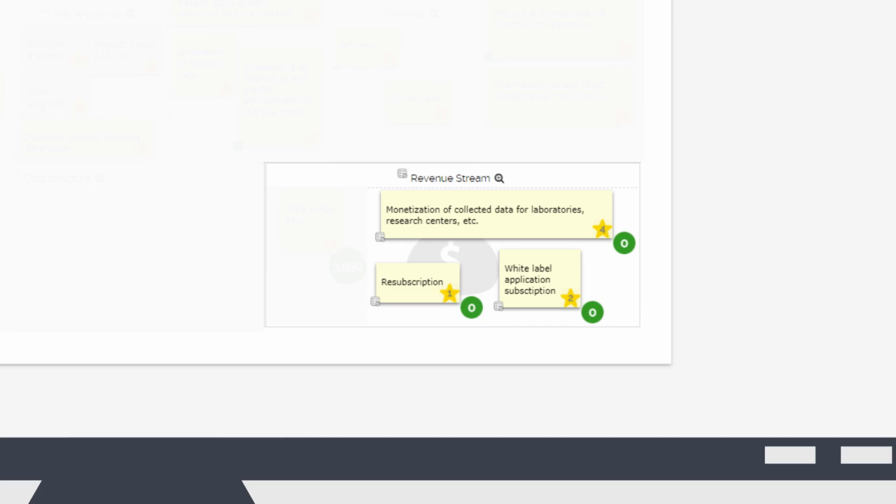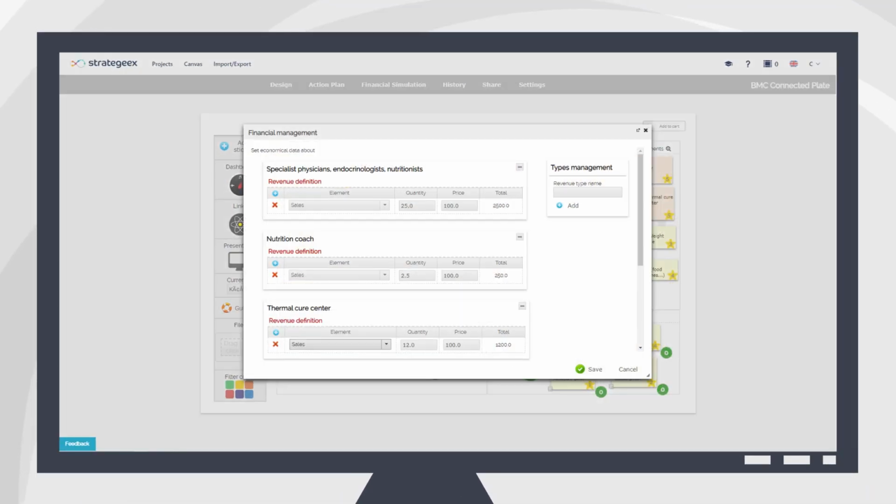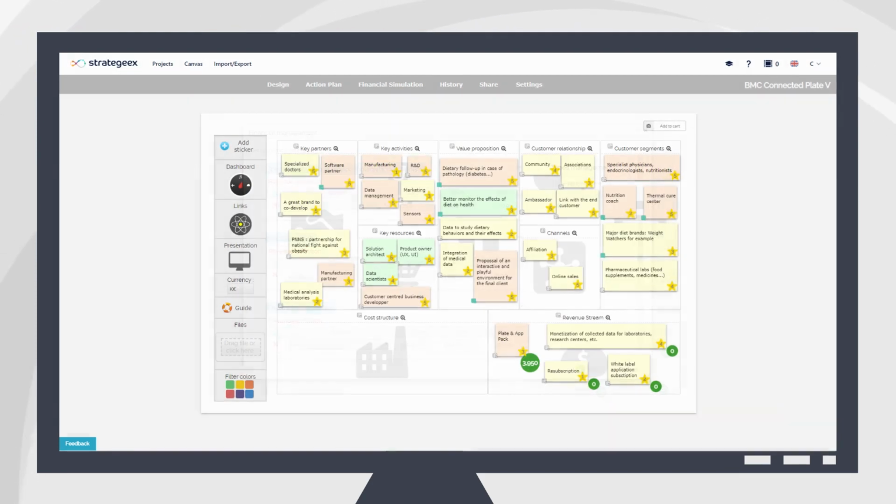The third identified revenue stream is non-subscription plate purchases. At this stage of our reflections, we are unable to estimate the resubscription rate, which explains the color and weight of the sticker. Finally, the sale of plates with a first-year subscription is aimed at different customer segments: specialized doctors, nutrition coaches, and spa centers. Based on our knowledge of the market, we have estimated a combined sales volume and price for each segment for the first year. This leaves us with a revenue stream of almost €4 million.